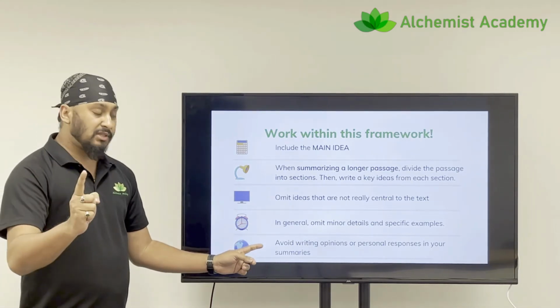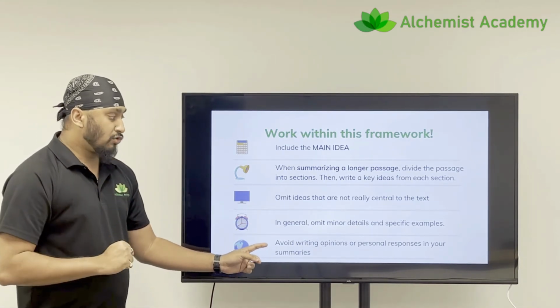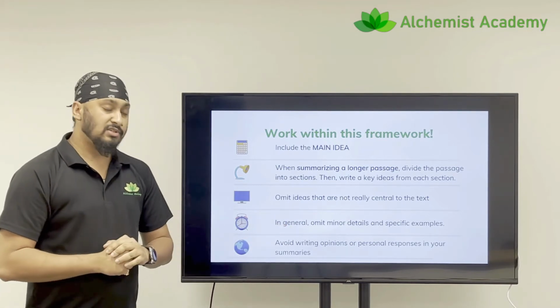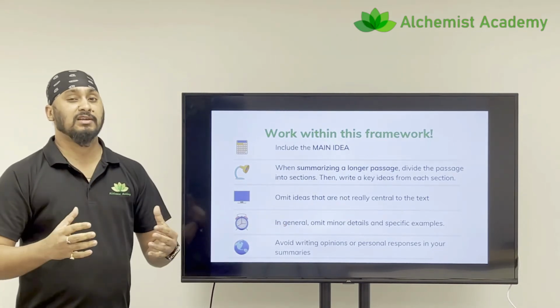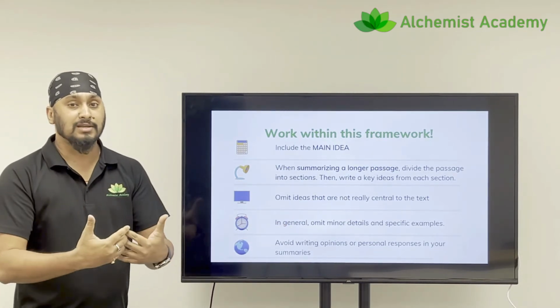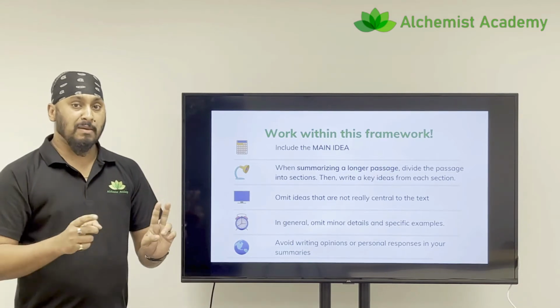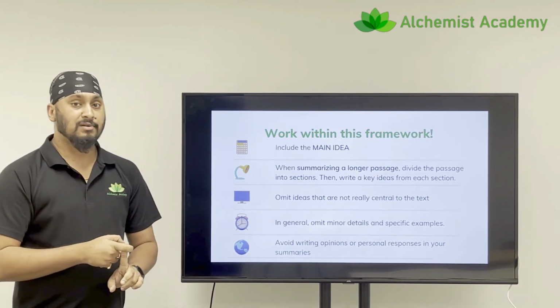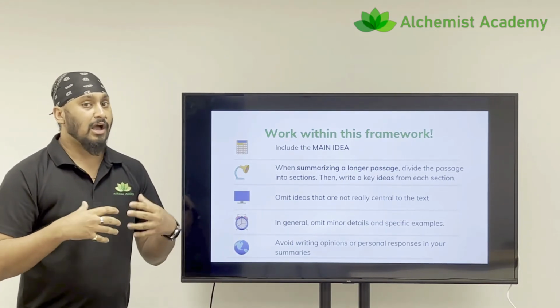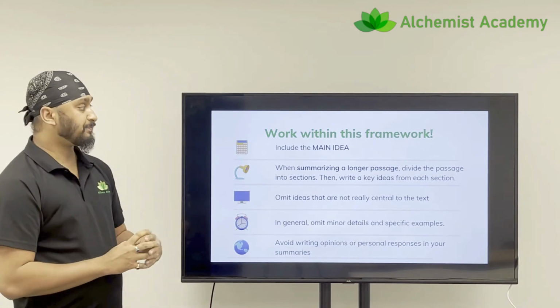And one of the most important things is, please avoid writing your opinions or personal responses in your summaries. You just need to sum up the text. You don't have to give your opinion, your idea. Is it clear? So remember, practice it with a proper timer and get an idea of how to identify topic sentences.